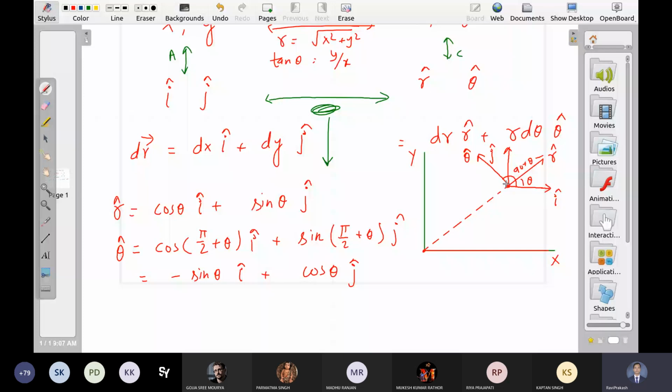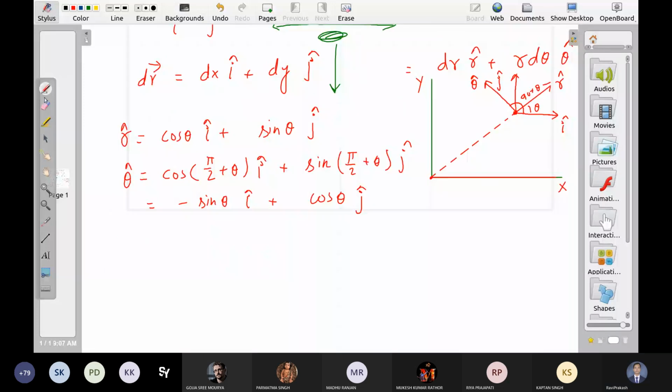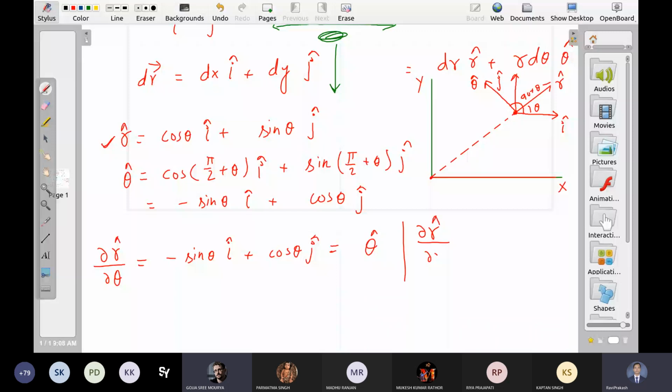Now let us redo the same thing which we have done yesterday. What about this? So this is the formula in front of you. What is del r cap by del theta? Theta cap. It is minus sine theta i cap. Sine theta derivative is cos theta j cap. And you can see this is actually equal to theta cap. What about del r cap over del r? Minus r cap. Be careful.